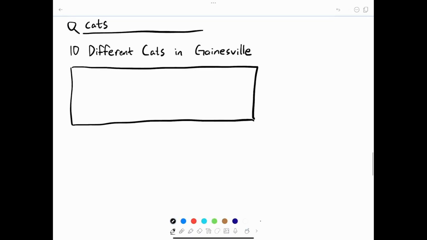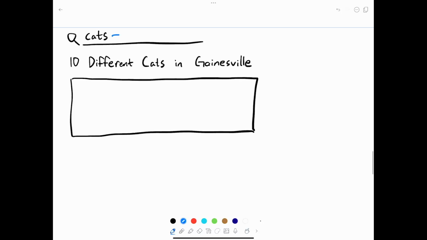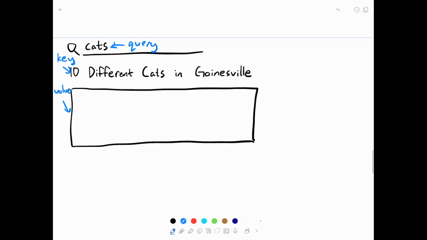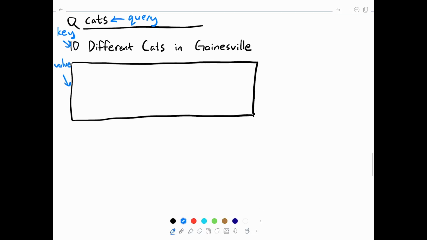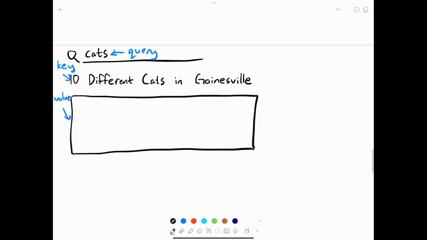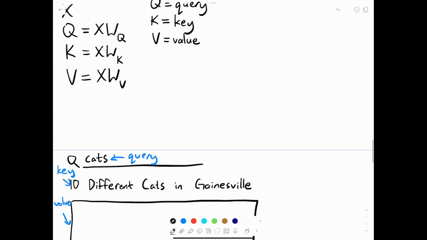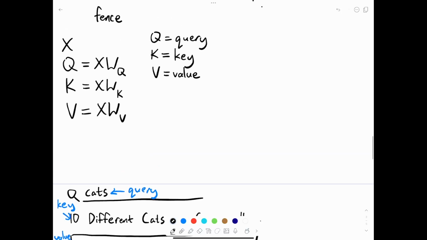So the idea is that this is what we call the query. This is what we call the key. And this is what we call the value. So the query is what's being searched for. The key is essentially a match. And so you have a set of matches, a set of keys. And the value is essentially the content of that match. Okay, so that's an analogy for Q, K, and V.